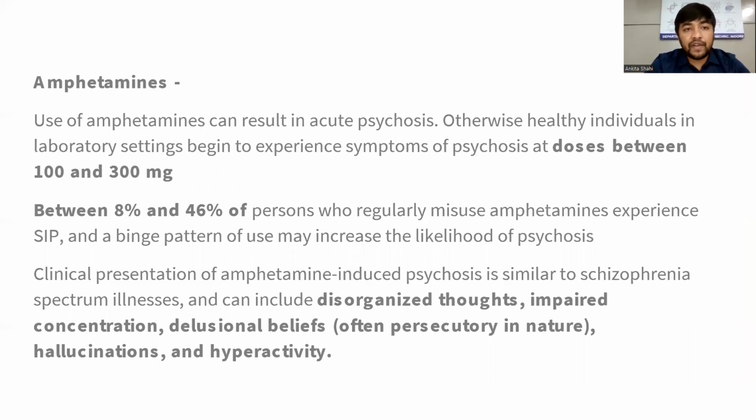Now coming to the first one, amphetamines can result in acute psychosis. Healthy individuals in laboratory settings begin to experience symptoms of psychosis at doses between 100 and 300. Between 8 to 46% of people who regularly misuse amphetamines experience a substance-induced psychotic episode, and a binge pattern of use may increase the likelihood of psychosis. Now, how will this present? Again, there are only subtle differences. There is no clear-cut change in the picture, but this one is more similar to schizophrenia, like disorganized thought, impaired concentration, delusional belief, often persecutory. Hyperactivity is also there because this is a stimulant. So the overall restlessness increases.